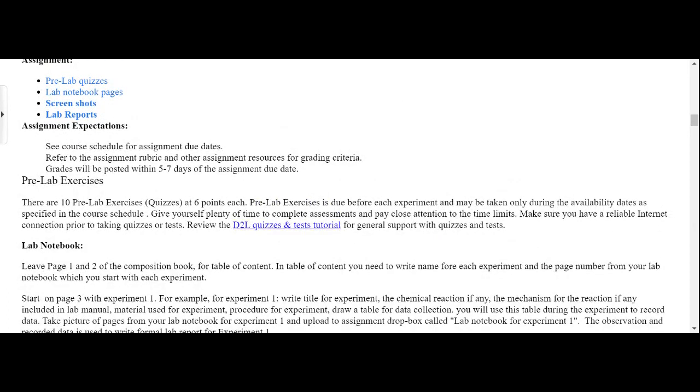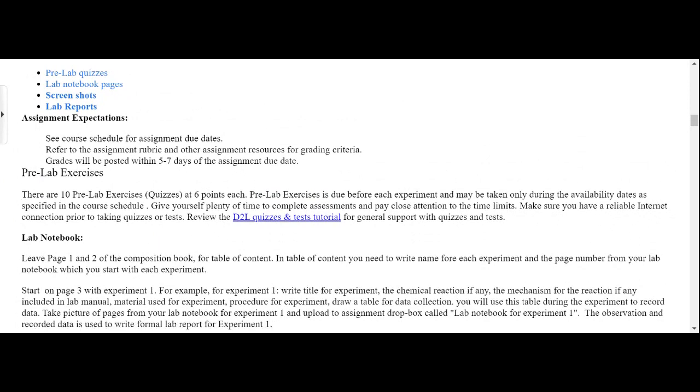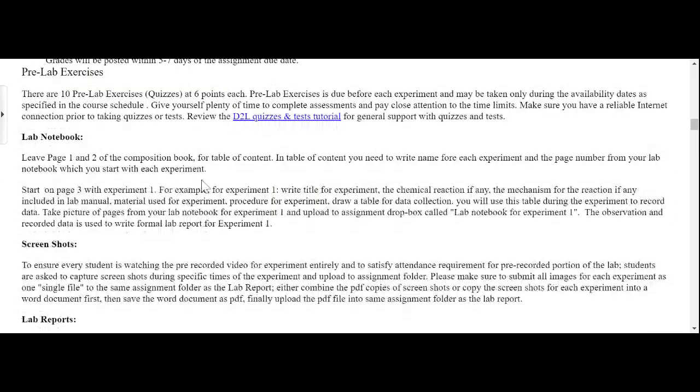For Prelab quizzes, there are 10 of them. The questions, you will see them in the ebook. When you read the experiment, on the last page of the experiment you see the Prelab questions. Most of the questions on the Prelab quiz come from that page, so it's not a surprise. It's just a Prelab assignment, but I put it in the format of a quiz, and you take it before the lab begins. So before 12:30 next Thursday, you should take the Prelab quiz for experiment 1. Same thing for the other quizzes.